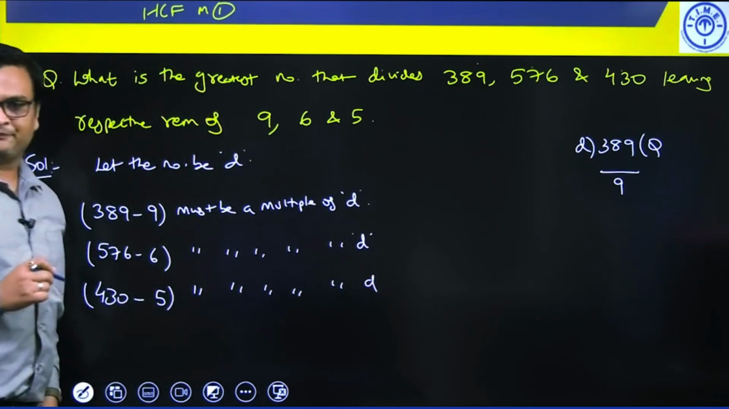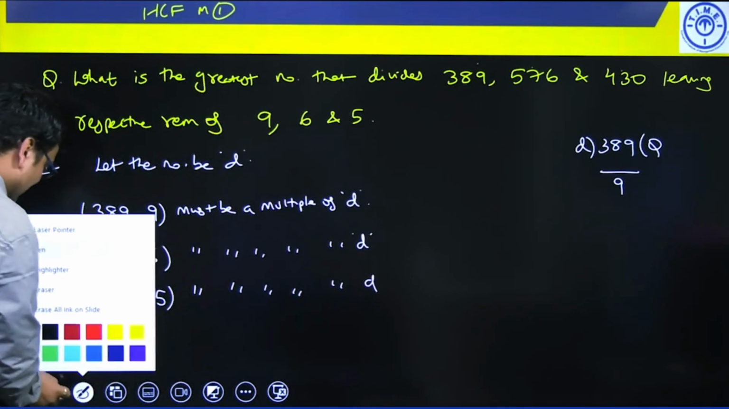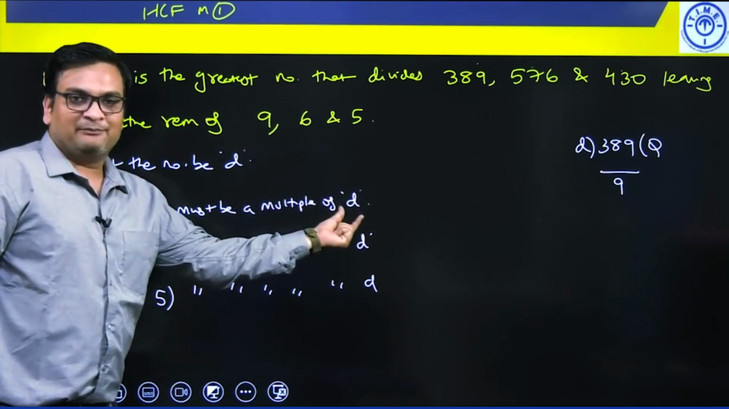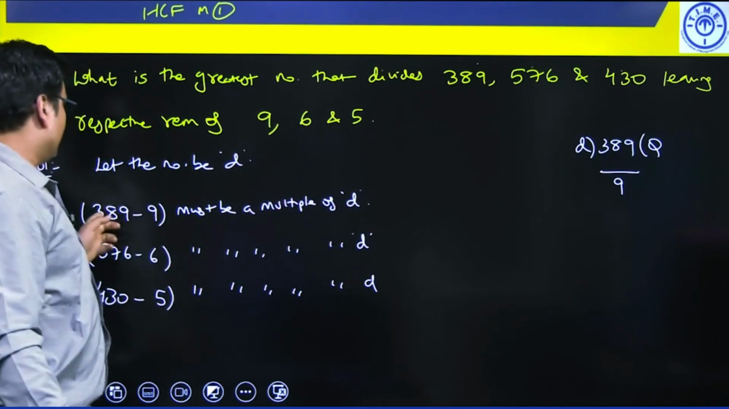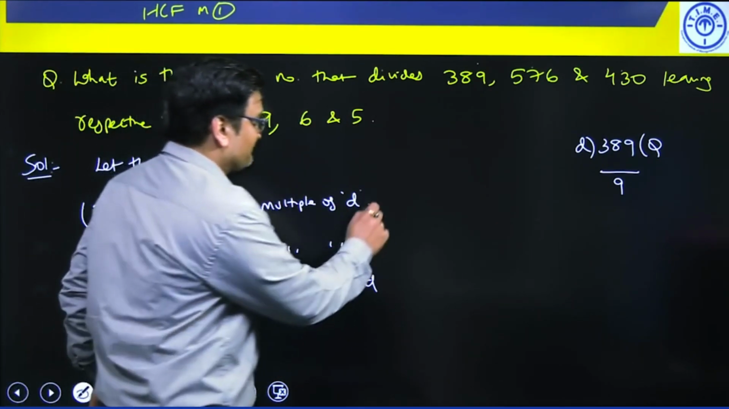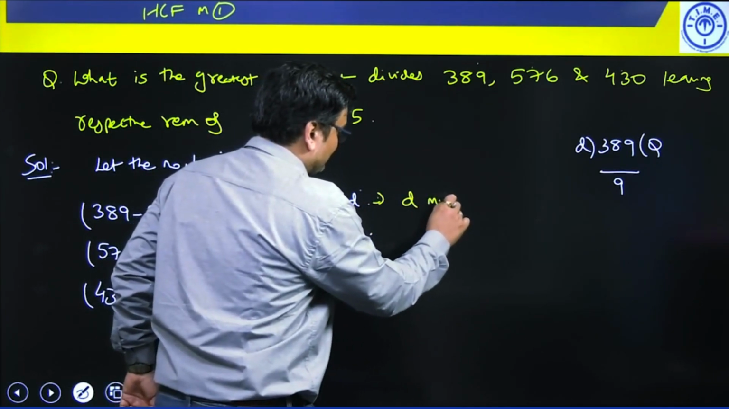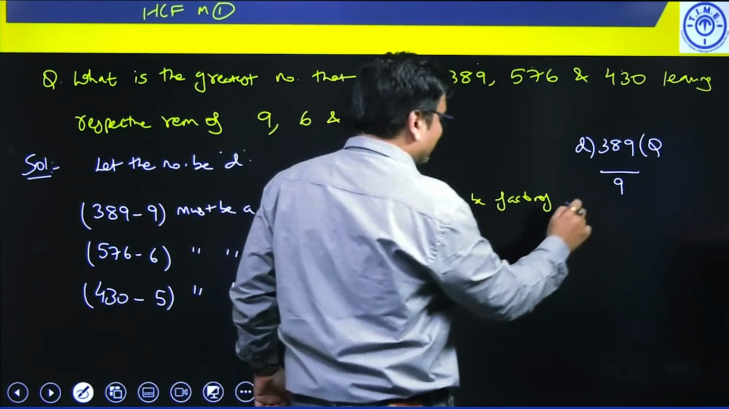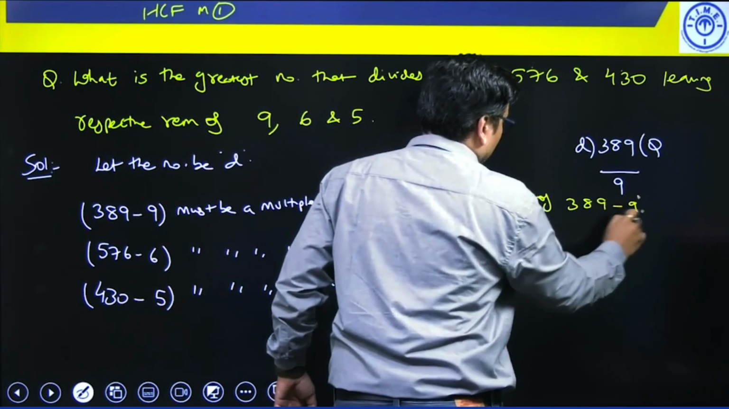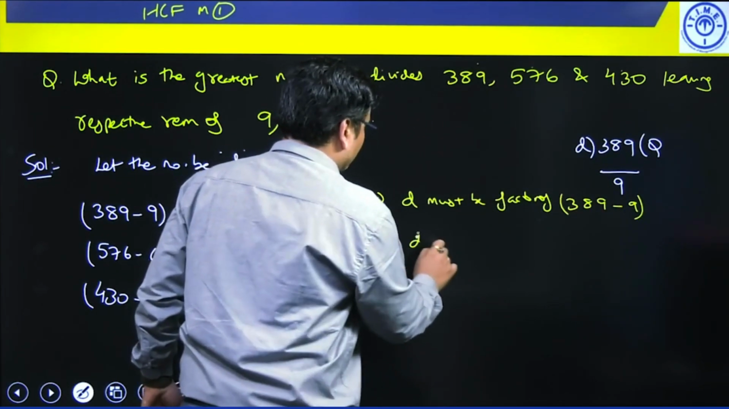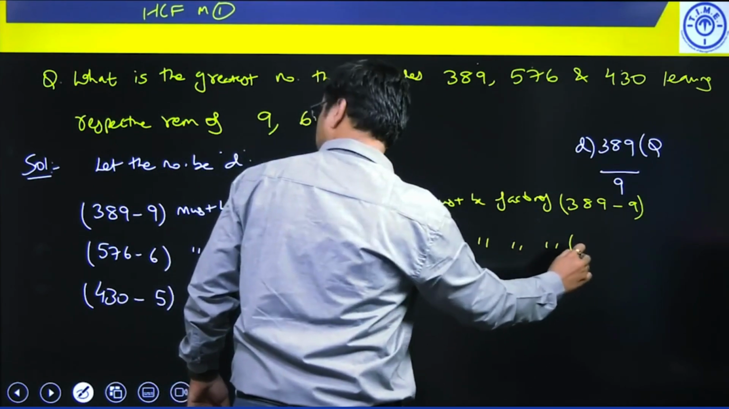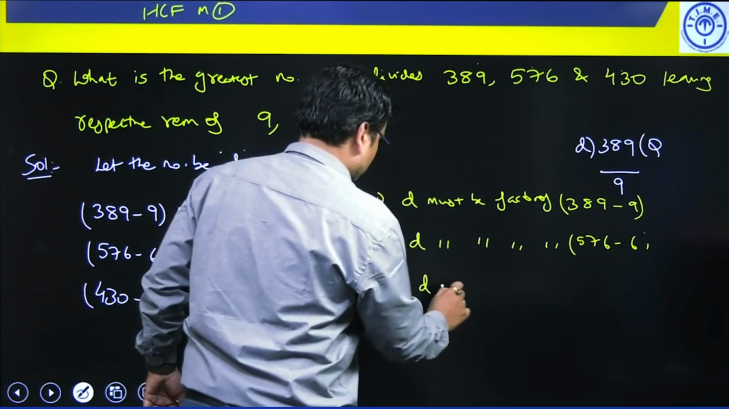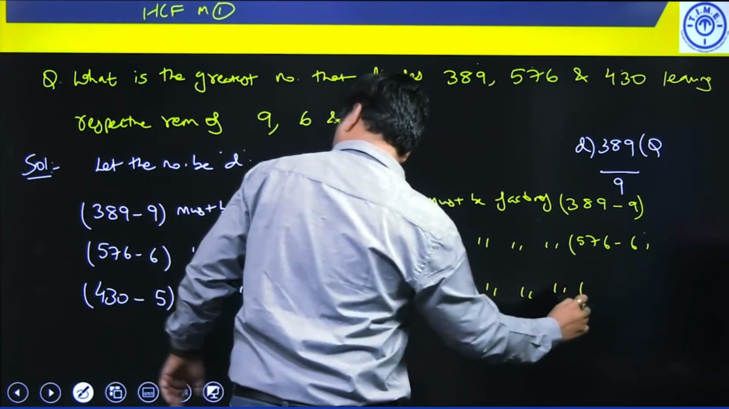Also note, if I can say that A is a multiple of B, means can I say B will be a factor of A? So thus if 389 minus 9 is a multiple of D, this implies D must be a factor of 389 minus 9. Similarly, D must be a factor of 576 minus 6, and likewise 430 minus 5.